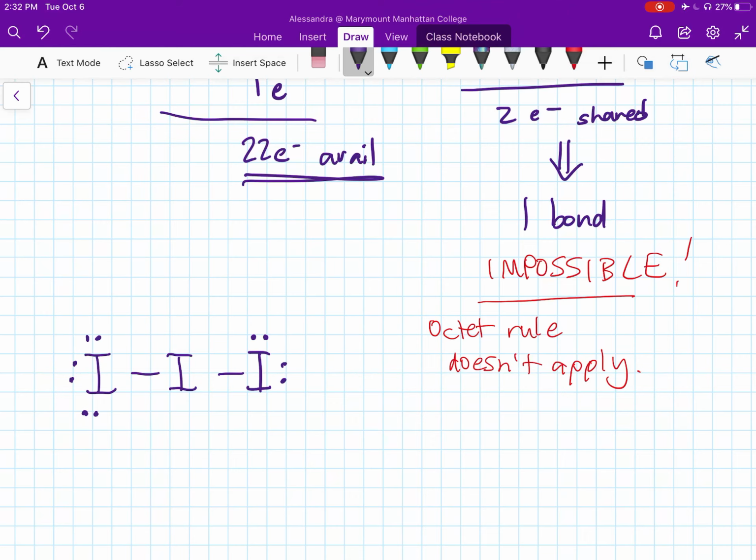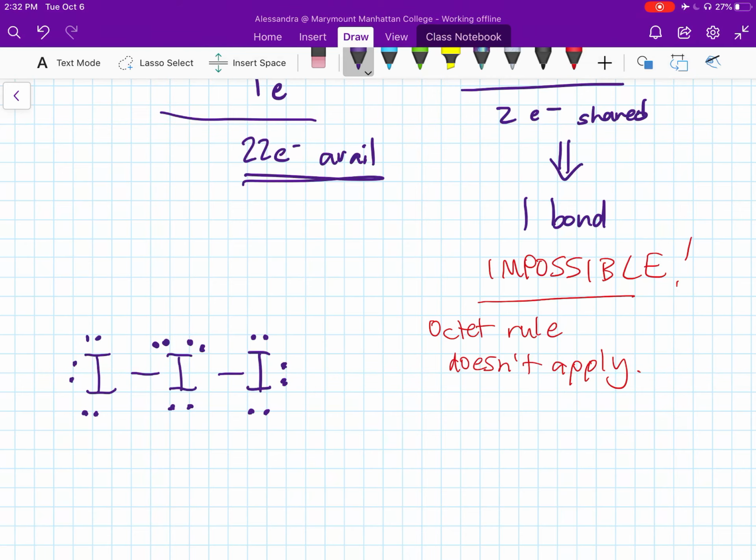So what does that mean? 22 minus 2, 4, 6, 8, 10, 12, 14, 16. 22 minus 16 gives me 6 electrons that remain. And the only place that I can put them is on that central iodine. The central iodine has to be the one that expands its valence. It's the only one that can.